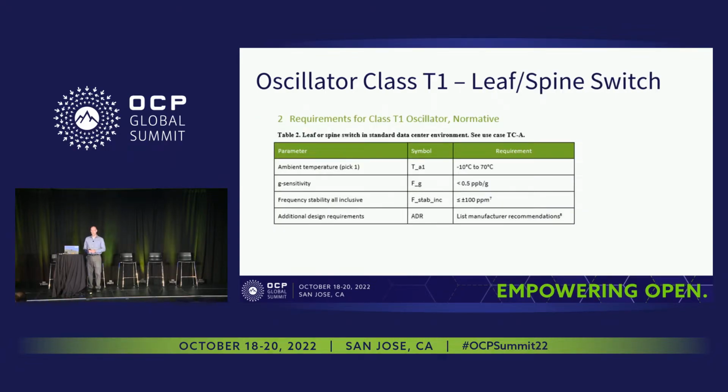In the near term, we're going to be modifying that document to include other oscillator classes. So this class is for a transparent clock, and these are the normative specs. It has a G sensitivity spec, a frequency stability all-inclusive spec, and we're asking that if there are any special design requirements the oscillator has to have, then the oscillator manufacturer will need to include what those are. That's for a transparent clock.